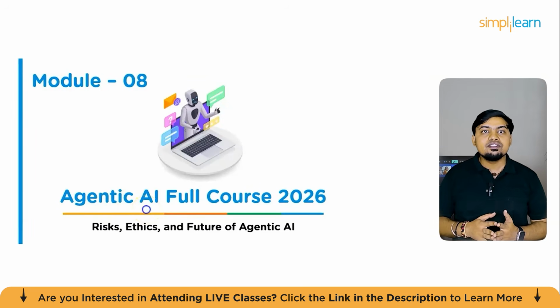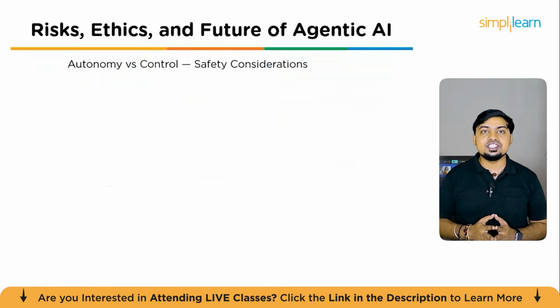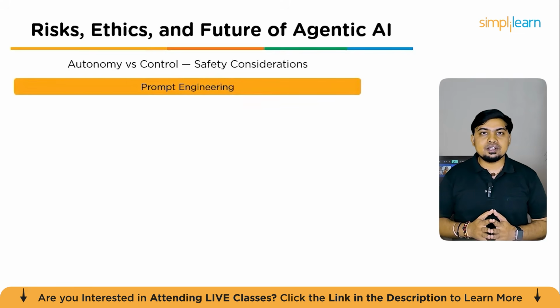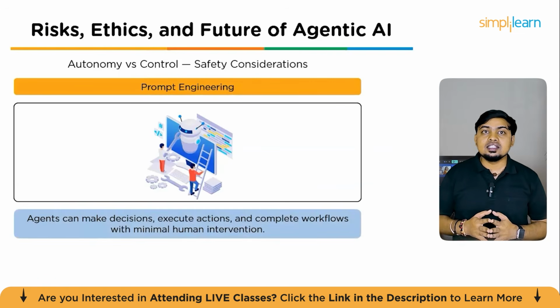In this chapter, we will explore the risks, ethical considerations, and the future direction of agentic AI. Now, autonomy versus control. Safety considerations. One of the biggest advantages of agentic AI is autonomy. Agents can make decisions, execute tasks, and complete workflows with minimal human intervention. But this same autonomy also introduces risk.